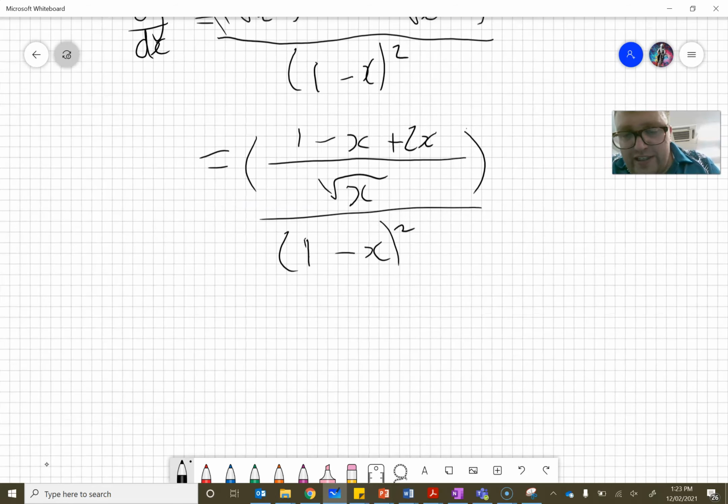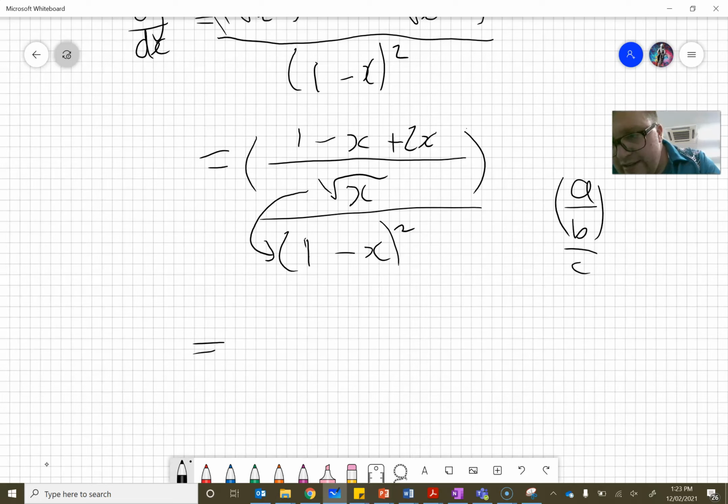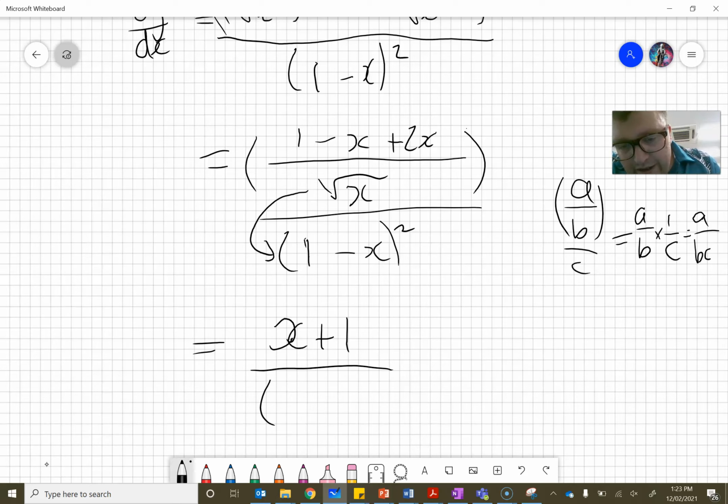Now, just remember, in this kind of scenario, I can actually just bring this denominator down, so the two denominators merge. The way to think about this is if you've got A on B on C, that's A on B times 1 on C, which gives you A on BC. So on the top line, 1 take x plus 2x essentially simplifies to x plus 1 over root x times (1 take x) all squared.